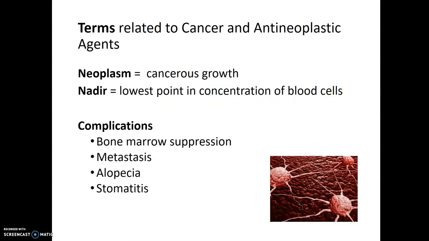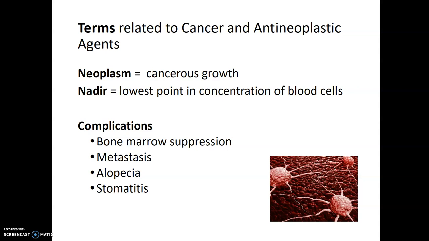Terms related to cancer that you need to know include neoplasm, or cancerous growth, and nadir, the lowest point in the concentration of blood cells. You will find more on that on page 224 in box 14.5 that talks about dealing with bone marrow suppression. Most chemotherapy drugs do cause bone marrow suppression, which lowers white blood cell, red blood cell, and platelet counts. The nadir is when the bone marrow suppression is at the highest, or your counts are at the lowest.